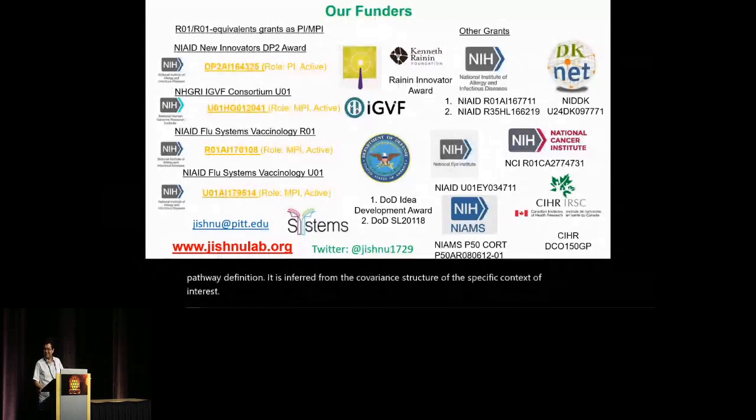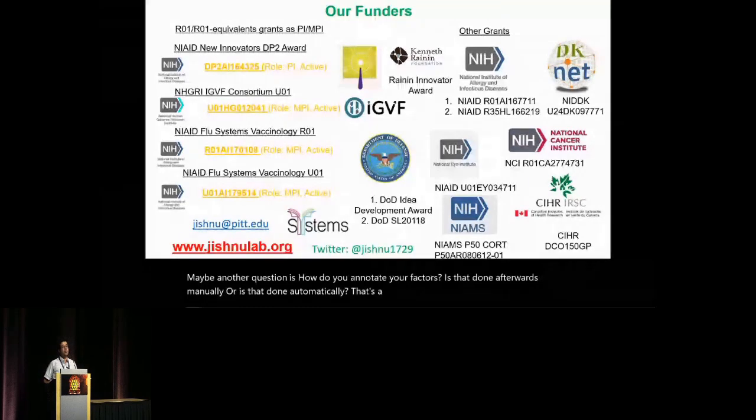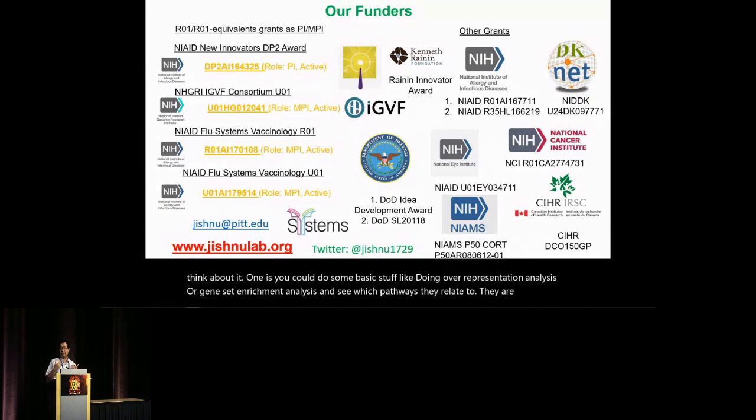Maybe another question is, how do you annotate your factors? Is that done afterwards manually, or is that done automatically? That's a fantastic question. So there are two ways we think about it. One is you could do some basic stuff like doing overrepresentation analysis or gene set enrichment analysis and see which pathways they relate to. They are sometimes informative, but sometimes not, because the key claim is that this context-specific group may or may not match prior biological gene sets and pathways.